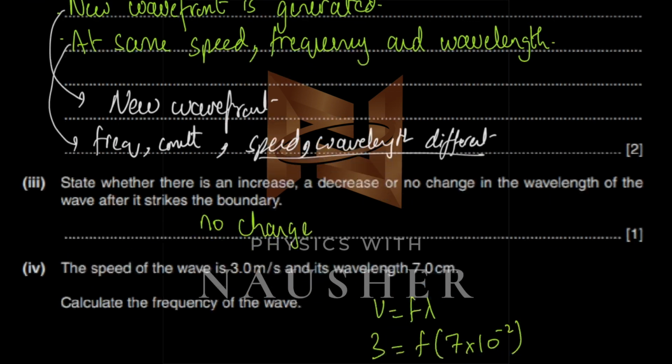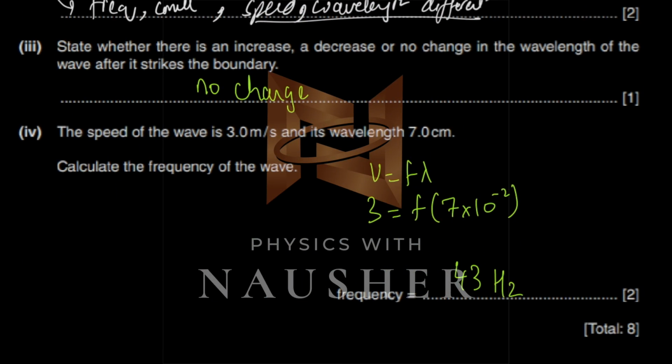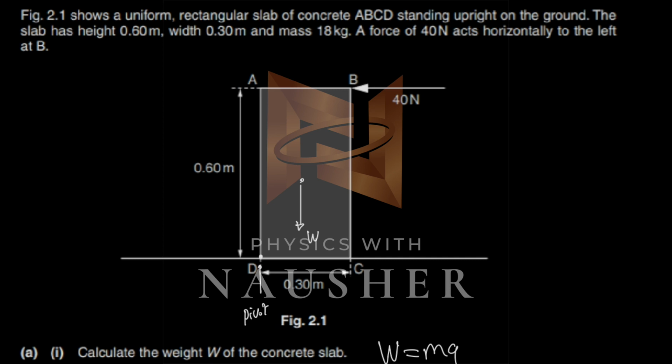Then you have to apply the formula V equals F lambda, get the frequency 43 hertz. Question number 6 again has to do with moments. Clockwise should be equal to anti-clockwise, and this point is now going to be your pivot. So now you can do it yourself. This is your pivot, this is the force acting downwards, so it'll give you a clockwise moment, whereas this 40 Newton force is going to rotate you in this direction. So it's going to give you an anti-clockwise moment.